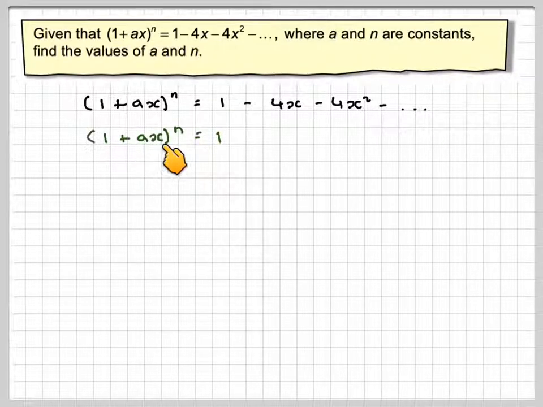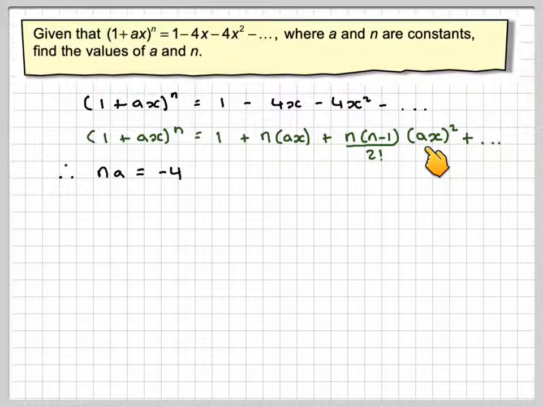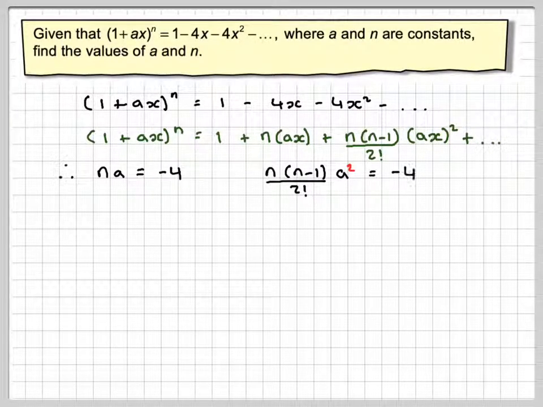We know that (1 + ax)^n, from our knowledge of binomial expansion, is going to be 1 + n(ax) + n(n - 1)/2! (ax)² + ... Okay, so if we now form some equations, the constant term is not going to help us, 1 is equal to 1, but na will be equal to -4. That will help us, and then we can say that n(n - 1)/2! times a² will be equal to -4.